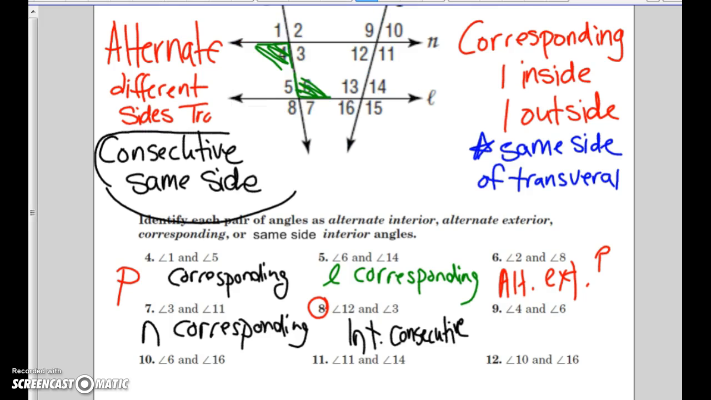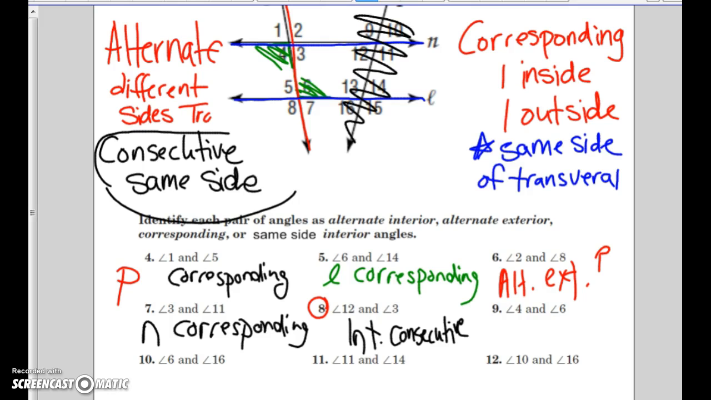Okay? What one line touches 4 and 6? P, this line right here. What would be my blue lines? N and L. Very good. That means that all of these over here can go away.